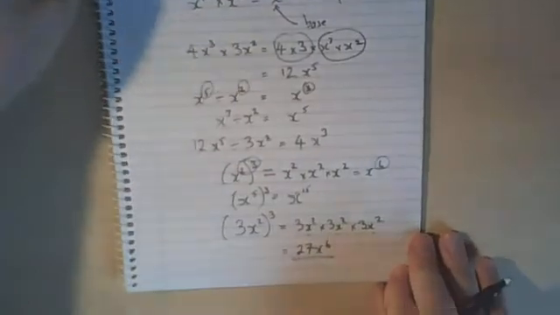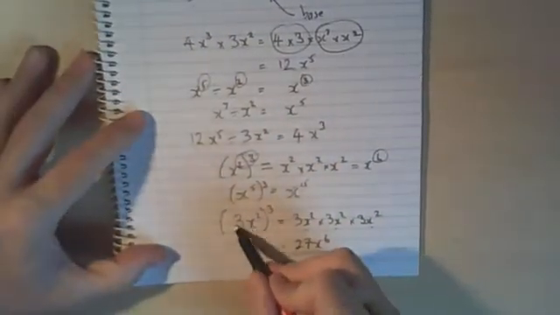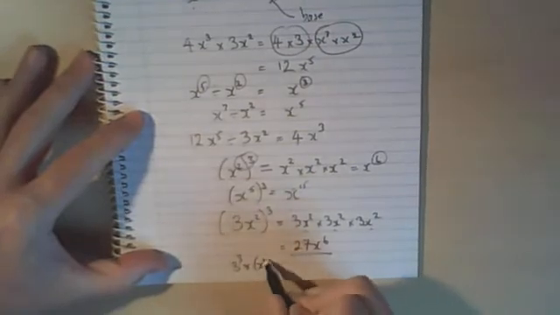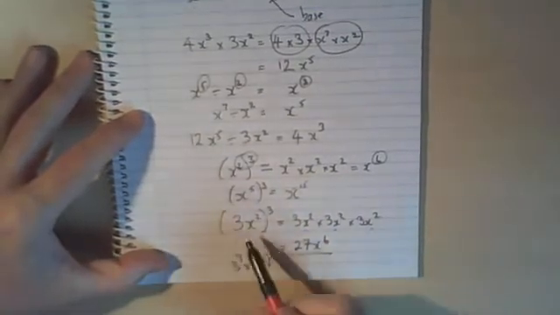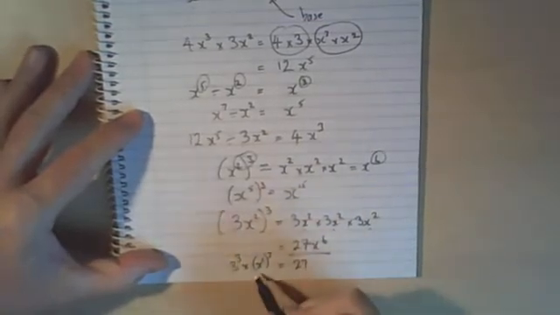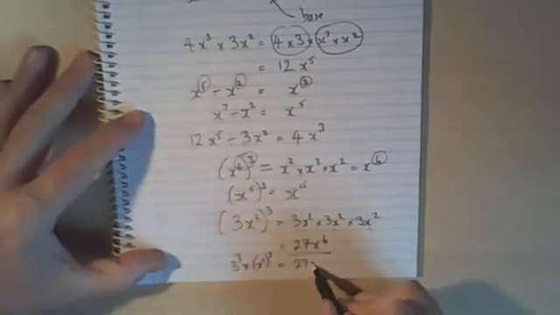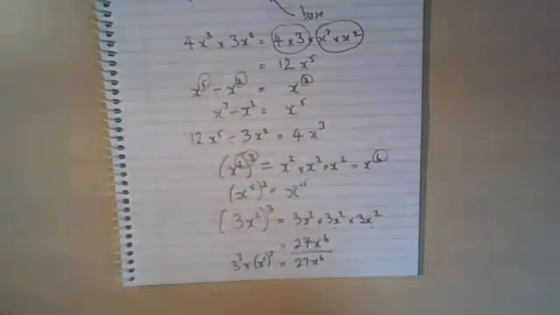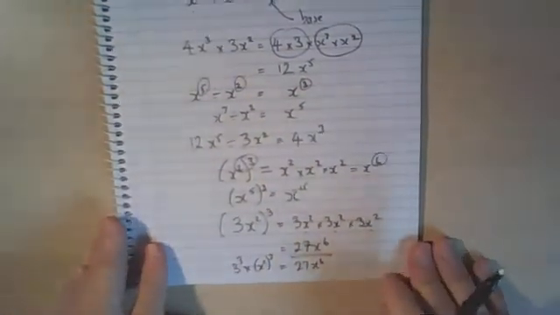Well, the quick way of doing it is you've got 3 cubed, and then you've got x squared cubed. So 3 cubed is 27, and x squared cubed is multiplying the powers together, x to the power of 6. All done. Now that's summarised all the rules you need for index laws.